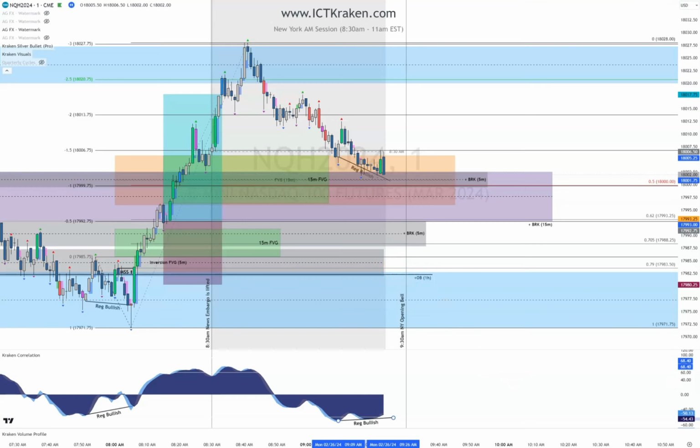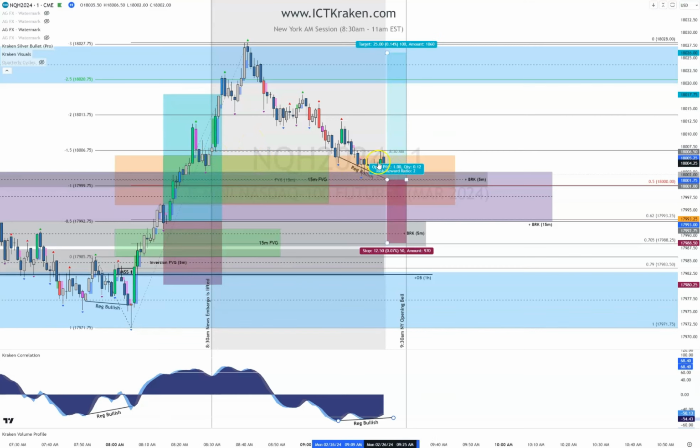So I placed my order right here at the consequent encroachment of the 15-minute fair value gap, the middle of the 5-minute breaker, and just a little bit into the 15-minute breaker. That's where I had my order right here. I know it's right before 9:30, but I figured this open may not be as strong as it normally can be when there's a lot of news that day. Since there's not very much news today until 10 o'clock, it was like an orange folder. And the 8:30 didn't really have anything.